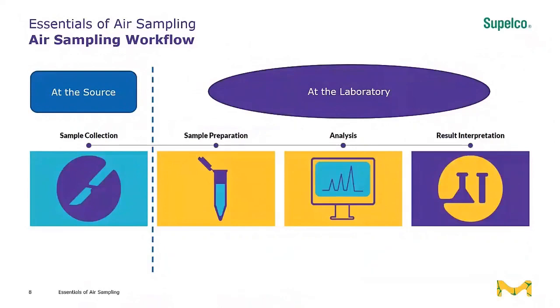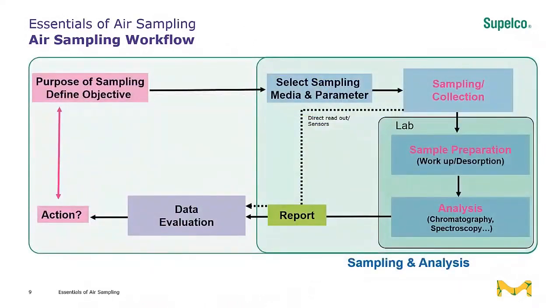The first step is collection of the air sample, and the other steps are at the laboratory. Those steps are sample preparation, analysis after sample preparation, and results interpretation. This is a more expanded view of the air sampling workflow.